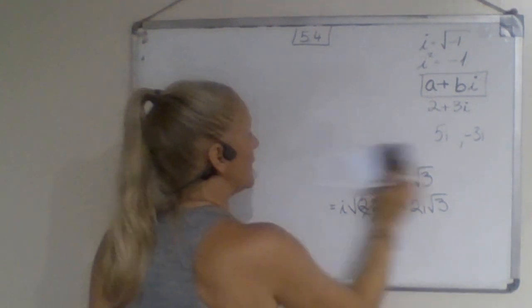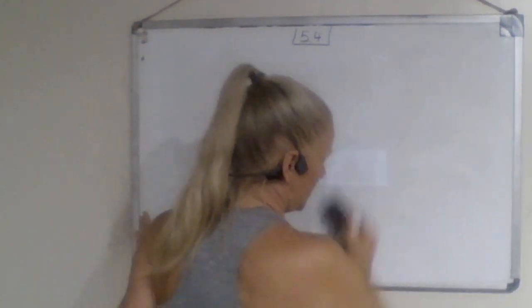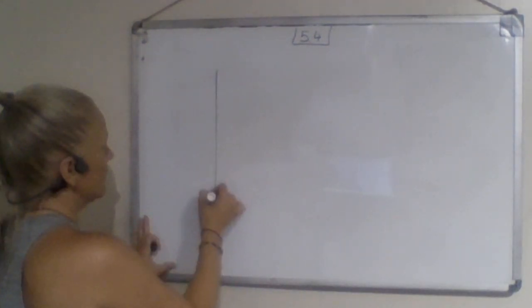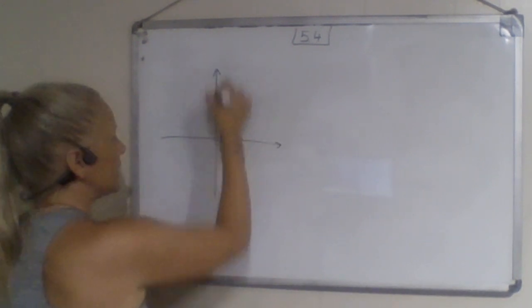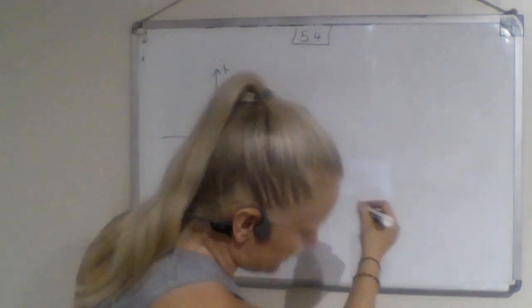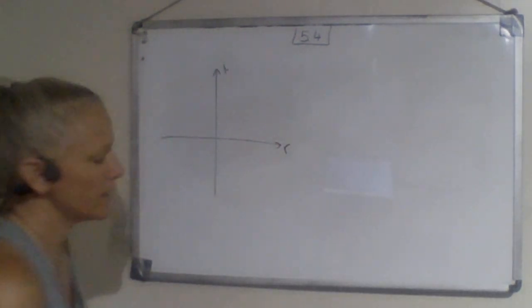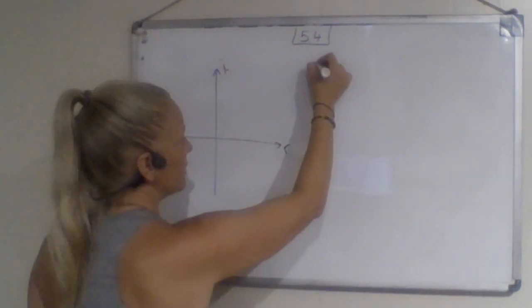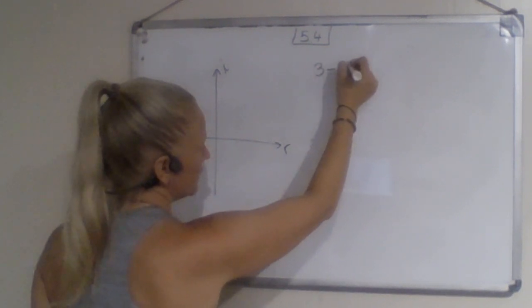Now, believe it or not, they can also be graphed and plotted. If I would make the thing like this, and I'm not going to spend a lot of time in here. This becomes your i. This becomes your, I think they call it the real, your R, right? If I would have to plot 3 minus 2i, did I just flip this?